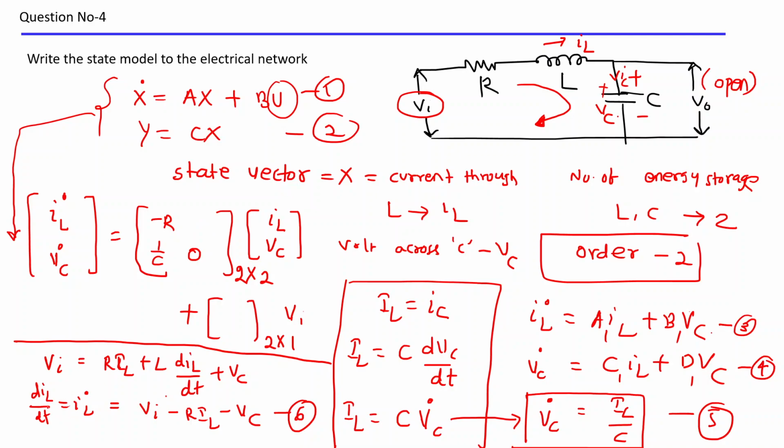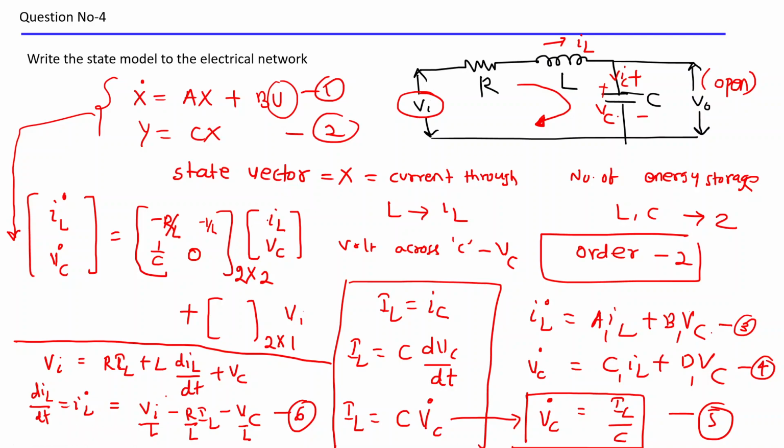See, this is L dIL by dt, so you have to divide by L everywhere. So one L will be divided here: Vi by L, this is R by L and this is Vc by L. So this will be minus R by L, and minus 1 by L. IL should be minus R by L and minus 1 by L. Yes, minus is there, so this should be minus 1 by L.